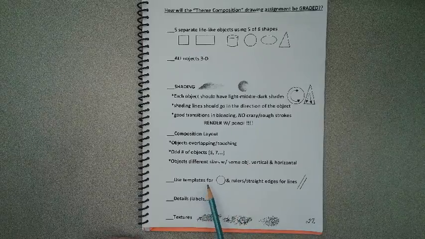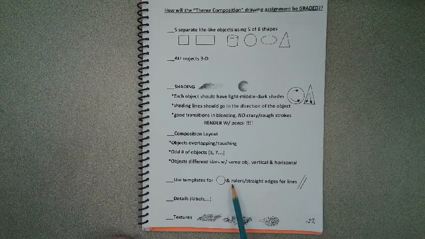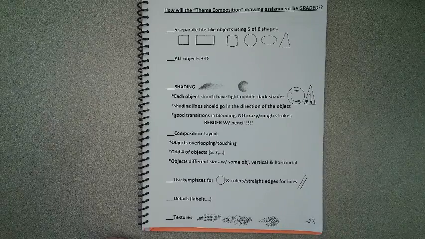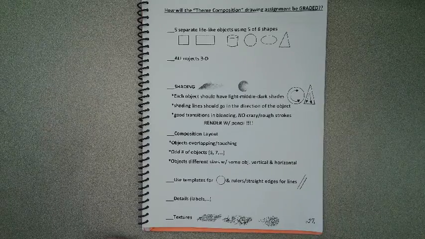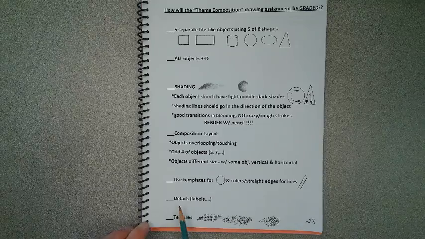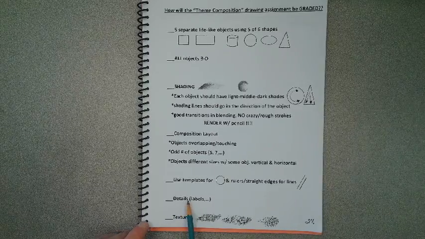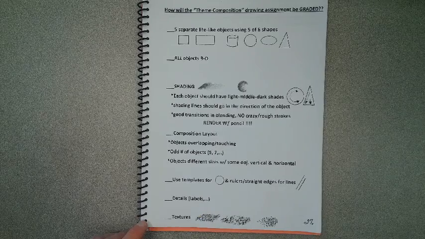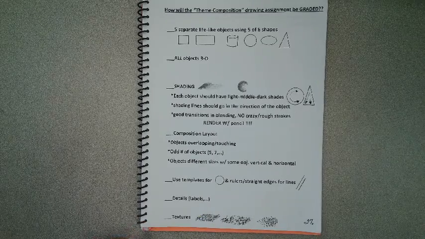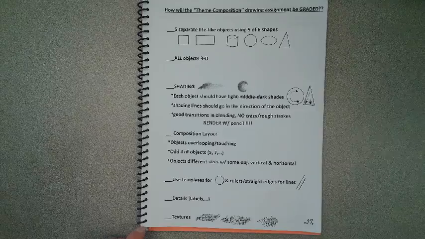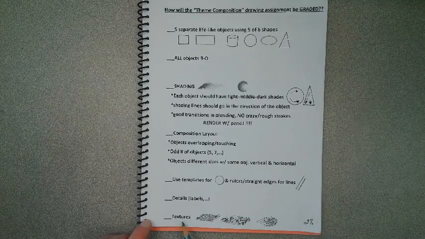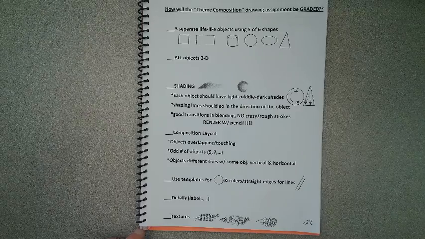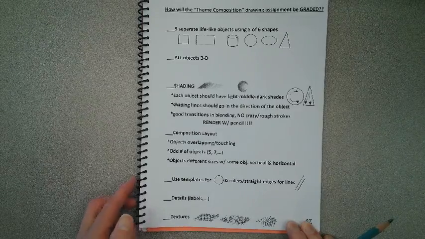Have you used templates? A template could be a ruler or a straight edge for items that need a straight edge. Have you added details to your picture? That could be labels, that could be maybe an orange, that could be dots to indicate orange peel. And that gets to textures. Have you put some textures in objects that are textural?